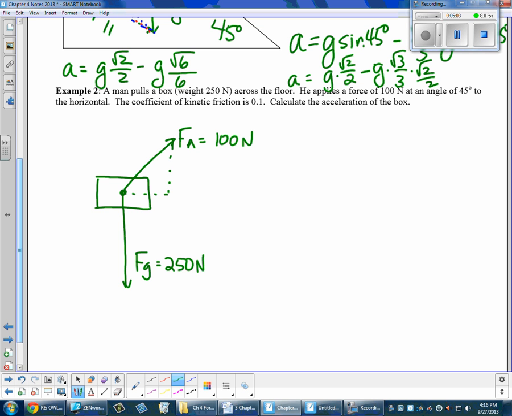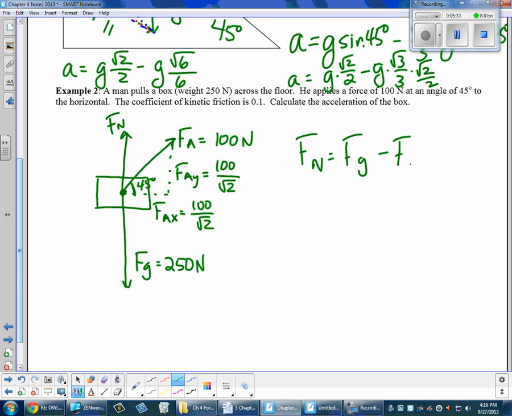Right away I'm going to think about the components. FAX is going to be 100 divided by the square root of 2. FAY is going to be also 100 divided by the square root of 2. This is a special right triangle with a 45-degree angle. The normal force then is going to be less than the force of gravity. I'll come over here to calculate normal force. The normal force is going to be equal to the force of gravity minus FAY. The normal force is going to be equal to 250 minus 100 over the square root of 2.